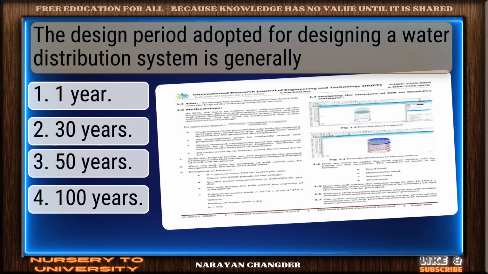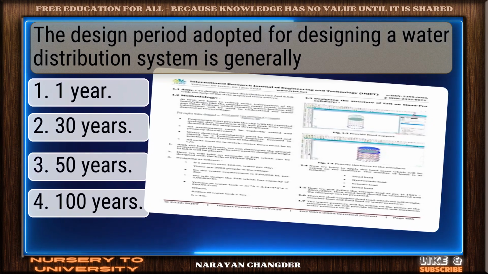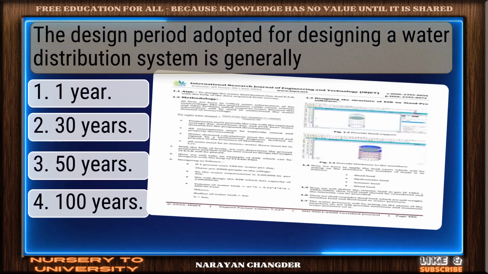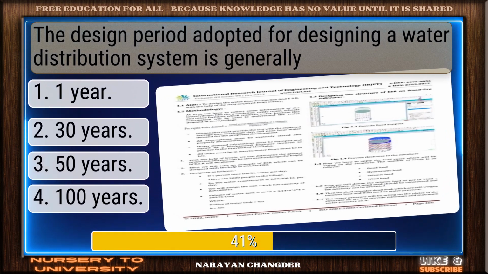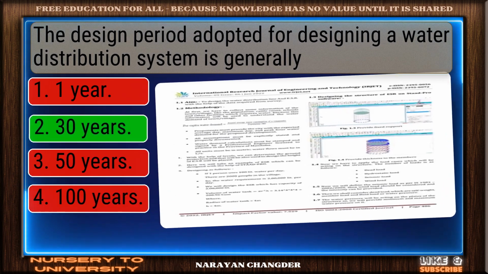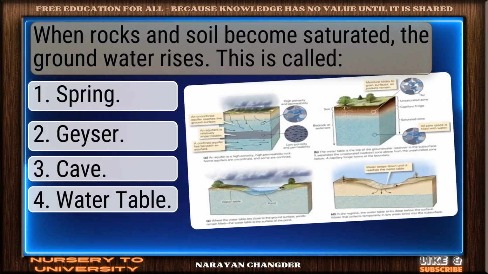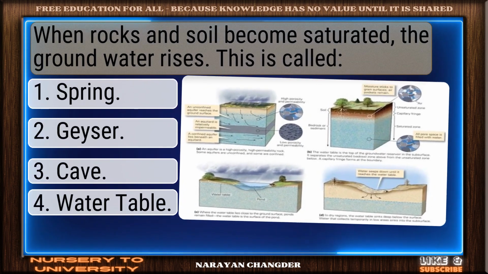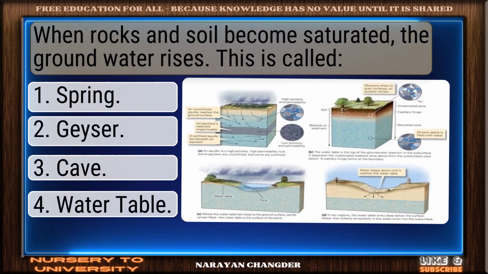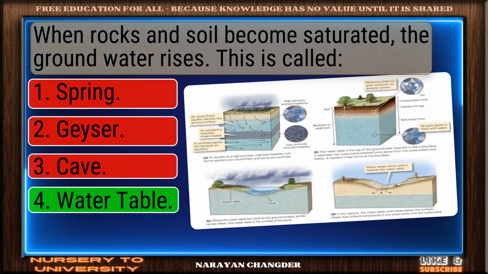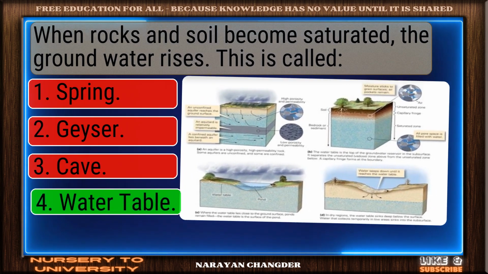The design period adopted for designing a water distribution system is generally... Correct. 30 years is the right answer. When rocks and soil become saturated, the groundwater rises. This is called... Well done. Water table is the right choice.